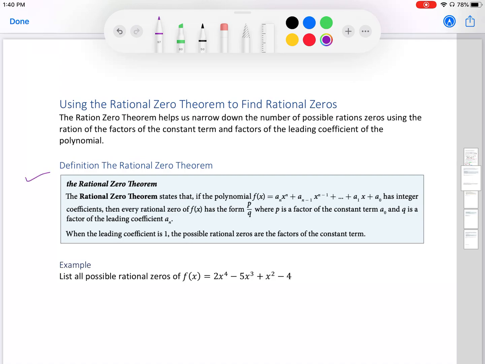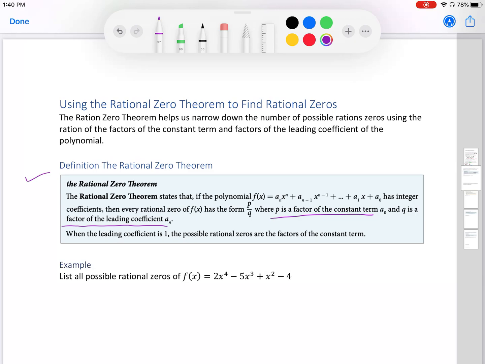The rational zeros theorem states that if a polynomial f of x has integer coefficients, then every zero of f of x has the form p over q, where p is a factor of the constant term, so that last number without an x, and q is a factor of the leading coefficient a sub n. When the leading coefficient is 1, the possible rational zeros are the factors of the constant term.